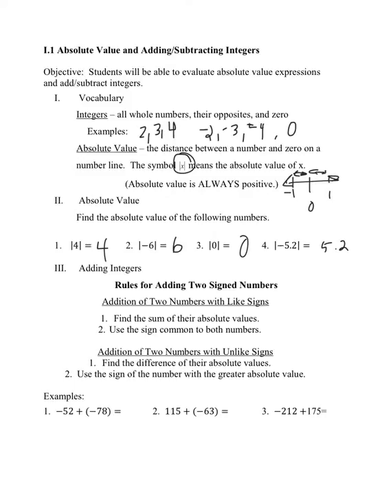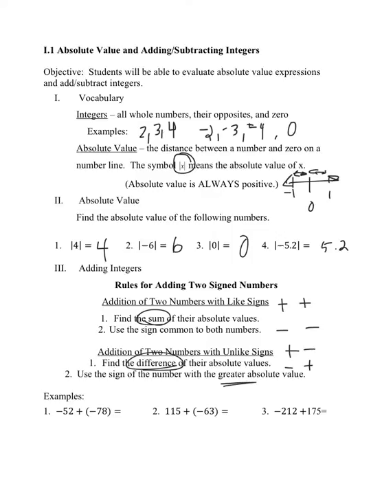So if you're adding two numbers with like signs, meaning positive, positive, or negative, negative, then you're always finding the sum of their absolute values and then using the sign common to both. When you're adding two numbers with unlike signs, meaning positive, negative, or negative, positive, you're going to find the difference of their absolute values and then use the sign of the number with the greater absolute value.